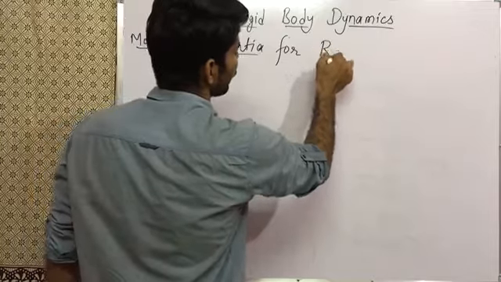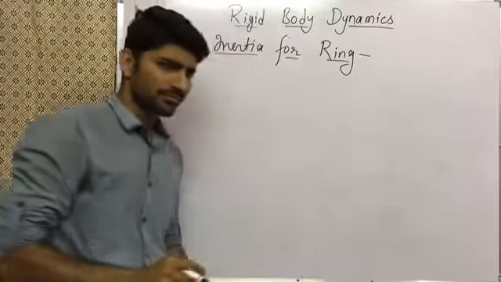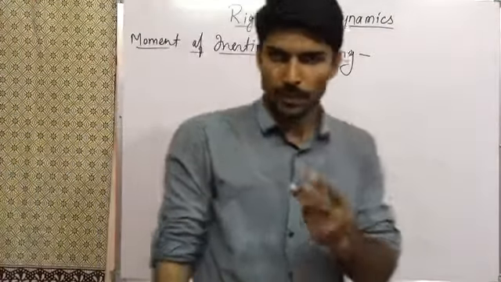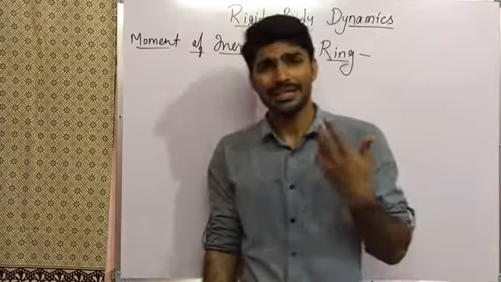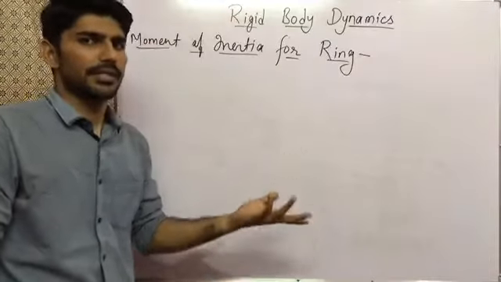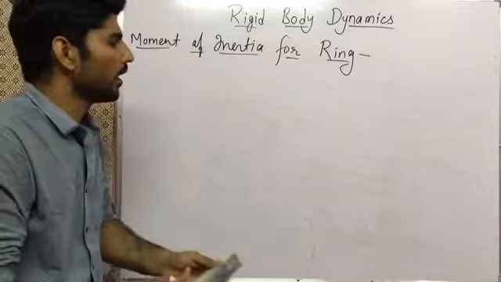A ring. We discussed that moment of inertia depends on two things: first, mass, and second, mass distribution. That means we need an axis. So for a ring we can take different axes, and we will take different cases for the different axes.